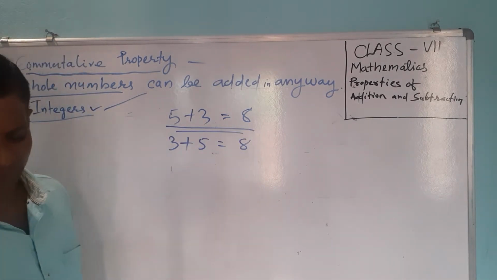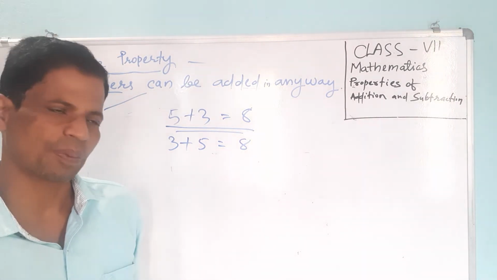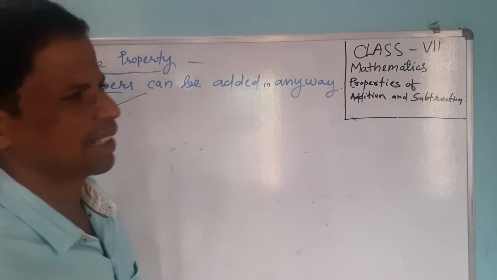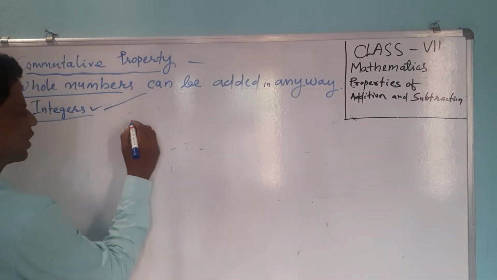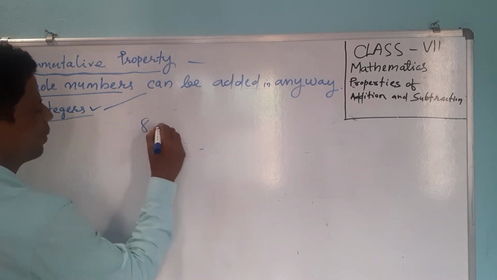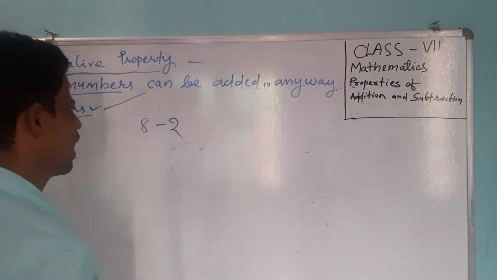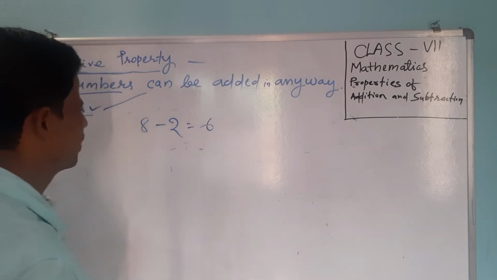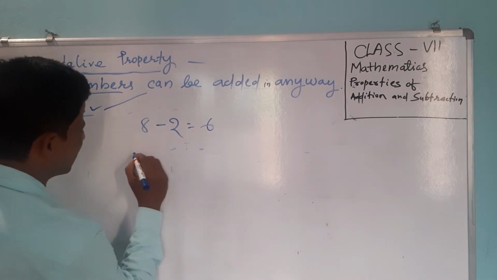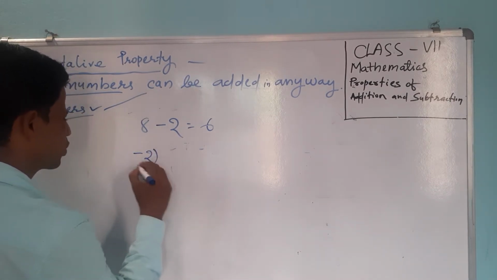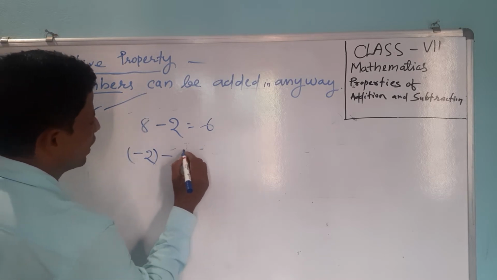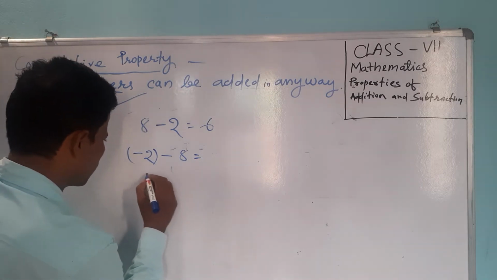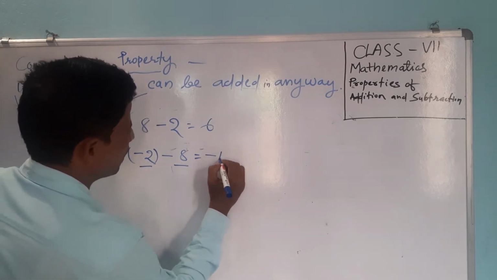If we test in subtraction, what is happening? Let's see. Suppose I take an example, that is 8 minus 2, and the result is plus 6. Now change their order. I change first: I will write 2 minus 8, and the result? Look, here is minus 2 minus 8, that is minus 10.